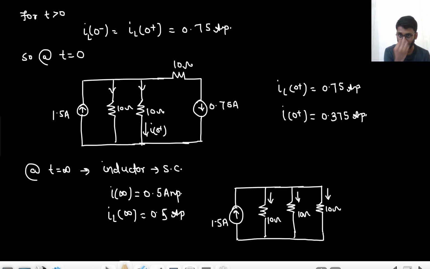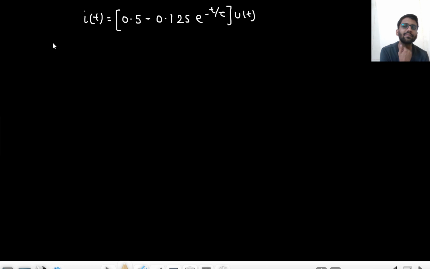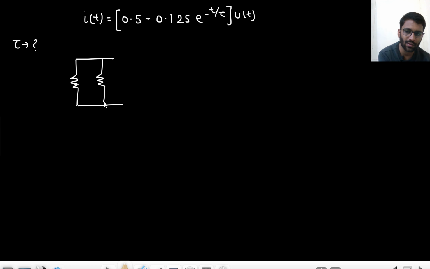So what will be the time constant? This is the circuit. What will be the time constant? R equivalent would be 10 in parallel with 10, 5, plus 10, 15. And what is L equivalent? L effective is 15 millihenry, right? What is tau here? Here I have 10 ohm. Here I have 10 ohm. The 1.5 ampere current source will be gone, right?